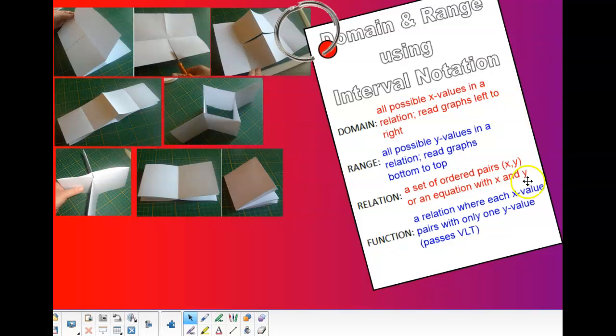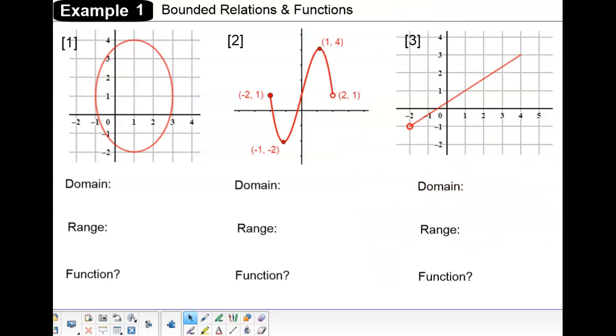And we went through these definitions pretty quickly because this is just review from Algebra 2. But we're going to go through some examples together and take what we learned yesterday or in our last lesson regarding interval notation and apply it to finding the domain and the range of a relation or a function.